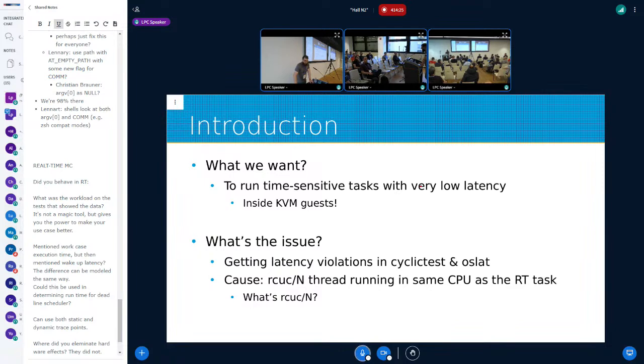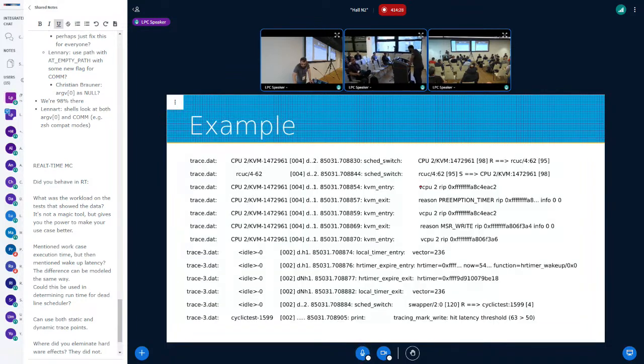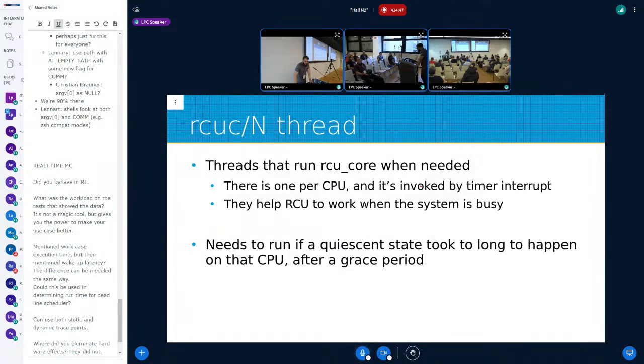But, well, what is an RCU-C? This is the kind of bug that we had to deal with. You see that there are context switches between the vCPU thread and the RCU-C, and then it goes back to the guest and you perceive a latency violation. The RCU-C threads run RCU core when it's necessary, when some time has passed and you haven't reported a quiescent state. I will go a little bit into that in the next slide.